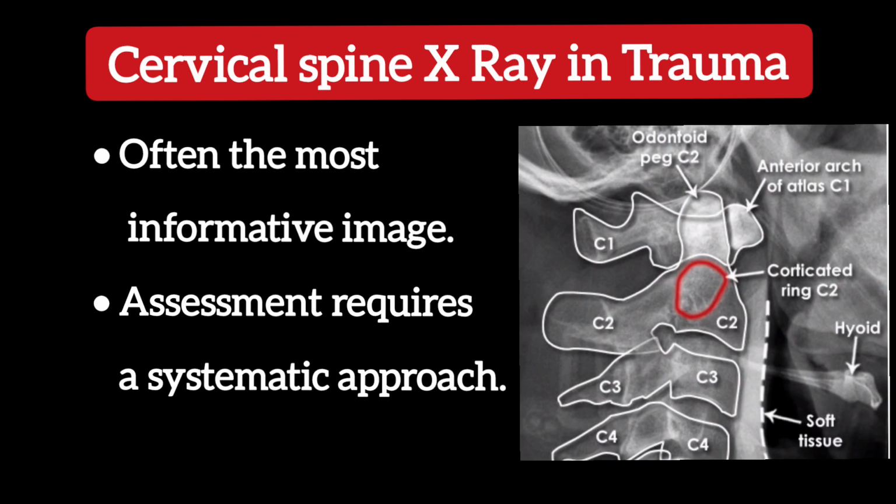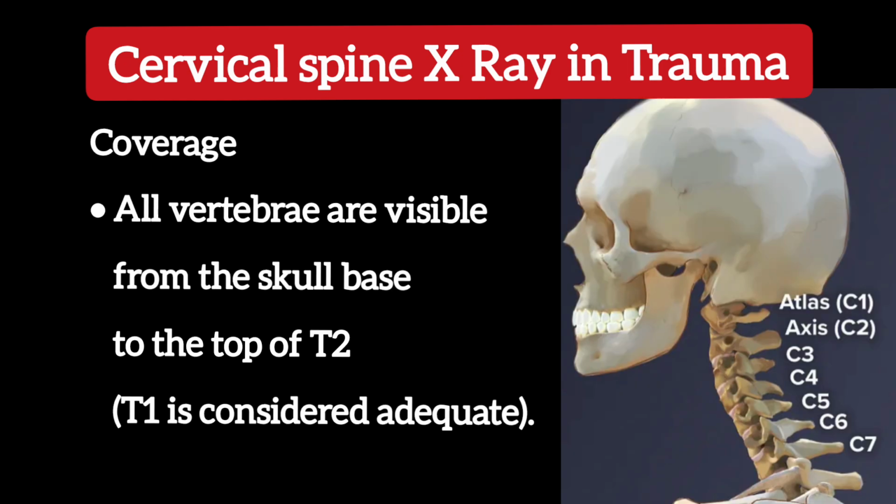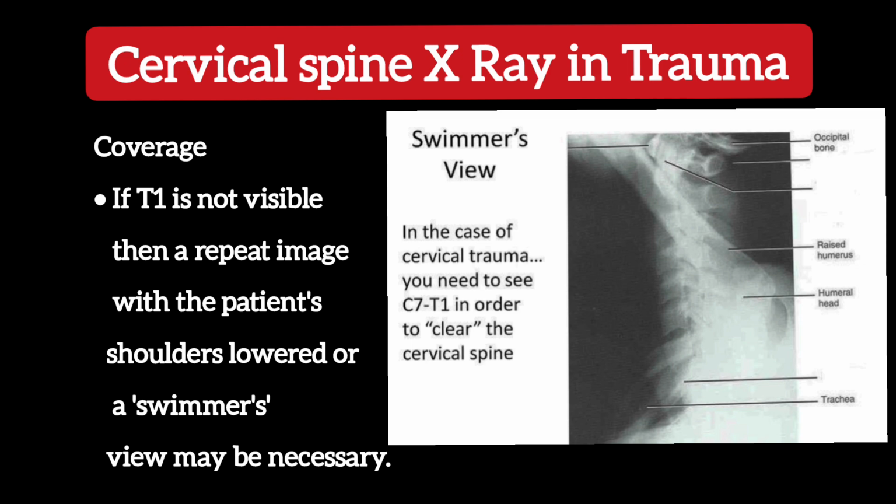Lateral view. The lateral view is often the most informative image. Assessment requires a systematic approach. Cervical spine systematic approach of normal lateral X-ray. Coverage. All vertebrae are visible, from the skull base to the top of T2. T1 is considered adequate. If T1 is not visible, then a repeat image with the patient's shoulders lowered or a swimmer's view may be necessary.